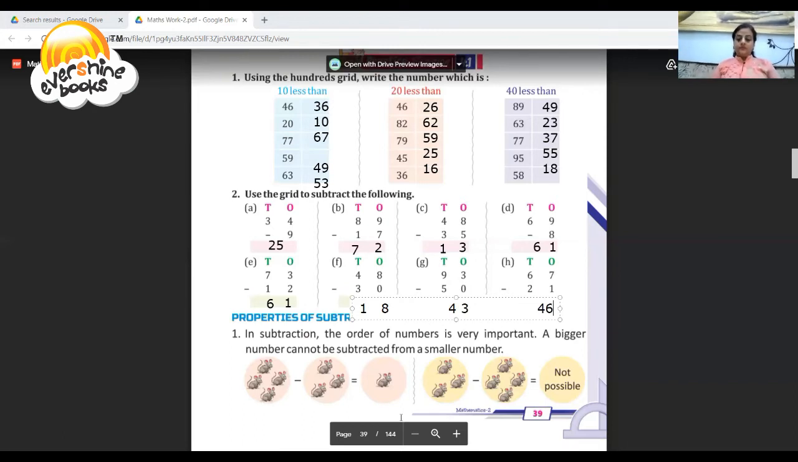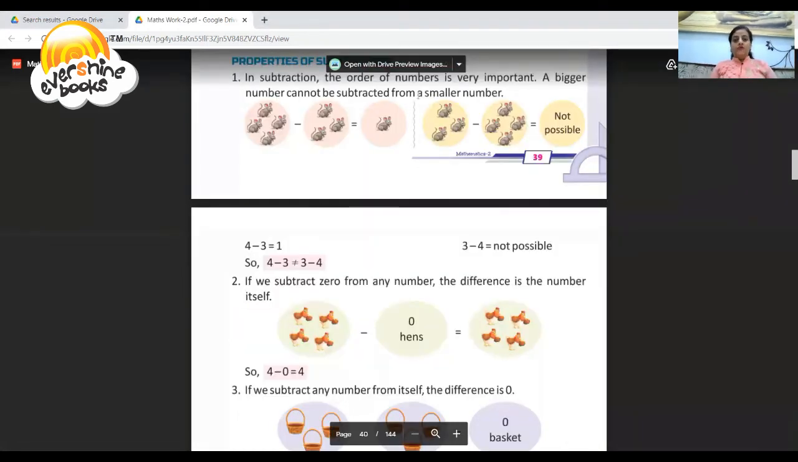Now we will learn about the properties of subtraction. In that we will learn if we take away 0, what are we going to get? We are going to get the same number. So we are going to learn about subtraction properties.